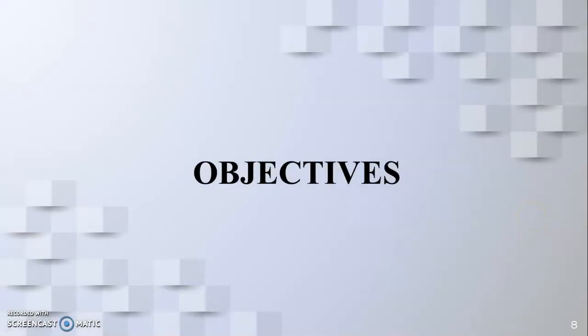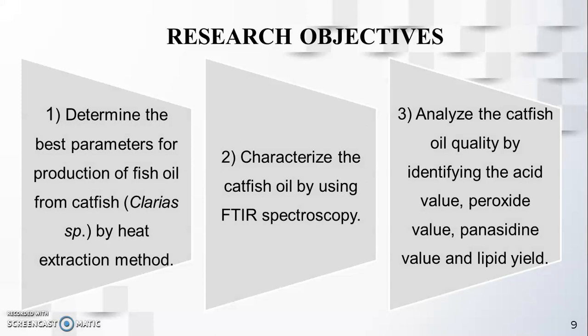Next is objective. So, there are three objectives in this study. The first one is to determine the best parameter for production of fish oil from catfish, which is Clarias species, by heat extraction method. The second one is to characterize the catfish oil by using FTIR spectroscopy. The third one is to analyze the catfish oil quality by identifying the acid value, peroxide value, p-anisidine and acidity value, and lipid yield.